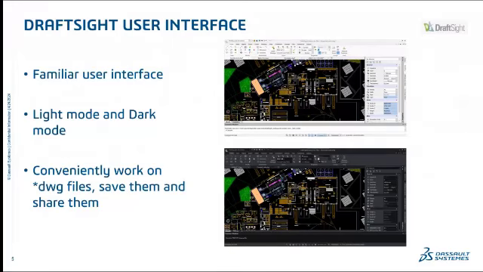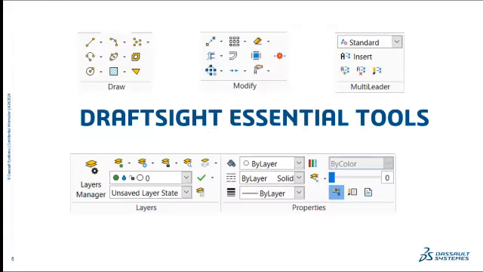So we'll just take an overview of the DraftSight user interface. So it's a familiar user interface. We can switch between the user interfaces. There are two modes available in it: one is your light mode and the other is your dark mode. To switch between these two modes, you just need to change some settings and then restart your application. Conveniently, you can work on your DWG files and save them in the versions as mentioned, from R2018 version to R12 version.